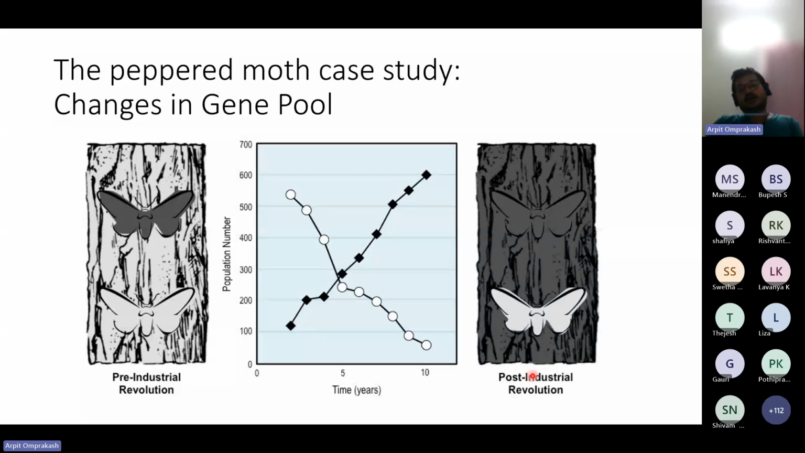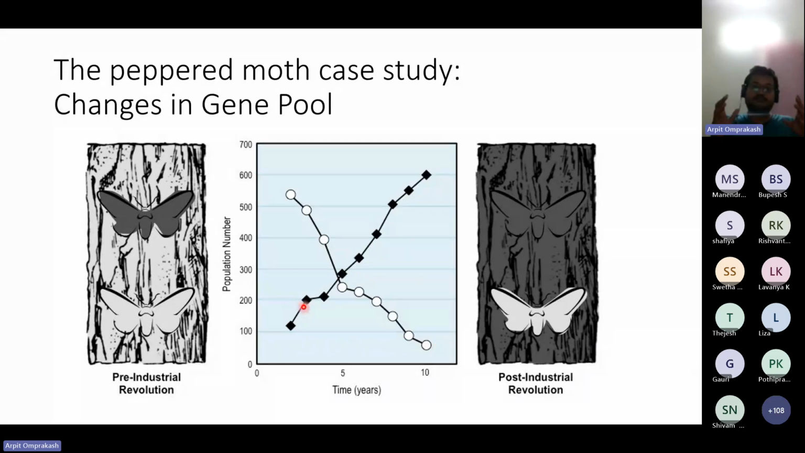And after industrial evolution, the bark became dark. So the darker individuals got benefits because now they are difficult to spot, whereas the lighter individuals are easier to spot. And so slowly the number of lighter individuals kept on decreasing, whereas the number of darker individuals kept on increasing.